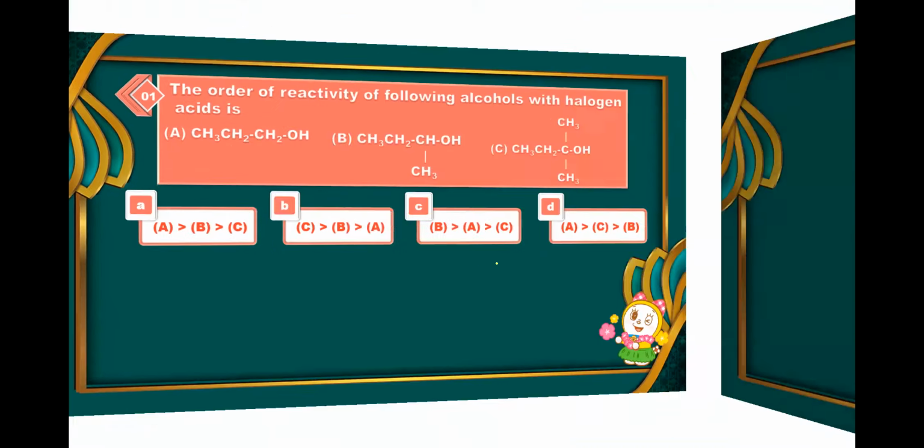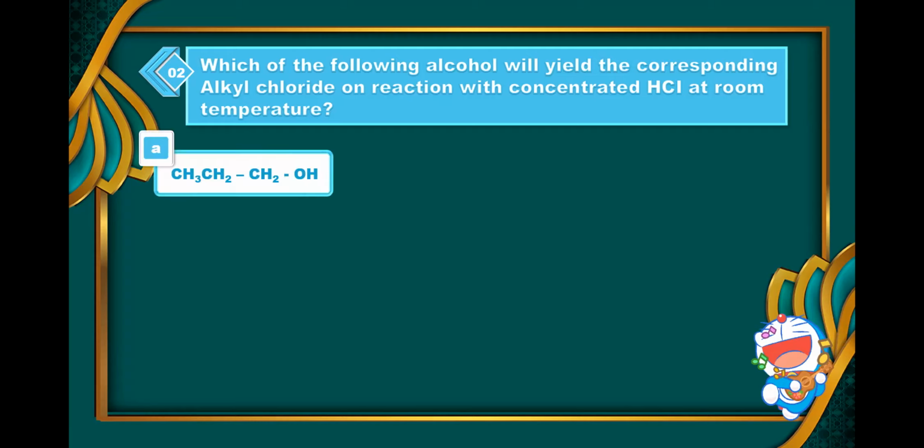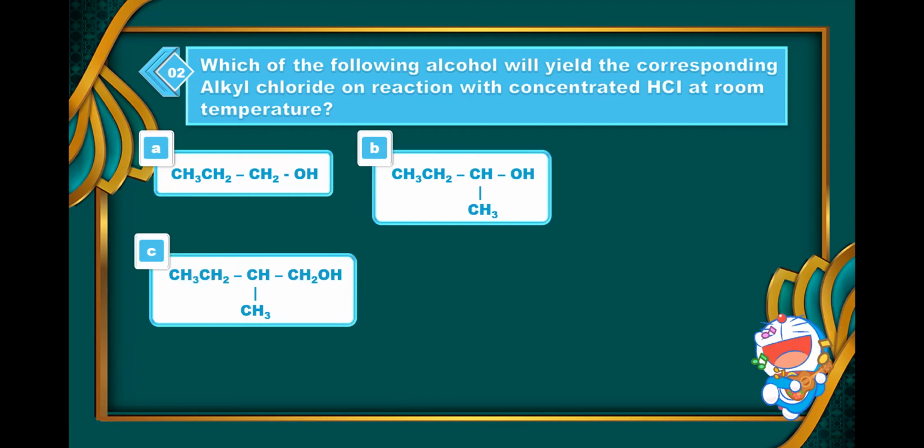Now see question number 2. Keep the exemplar book with you and just follow the video, so that within this limited time you can complete listening to the class as well as do the questions in your book. Which of the following alcohols will yield the corresponding alkyl halide on reaction with concentrated HCl at room temperature?